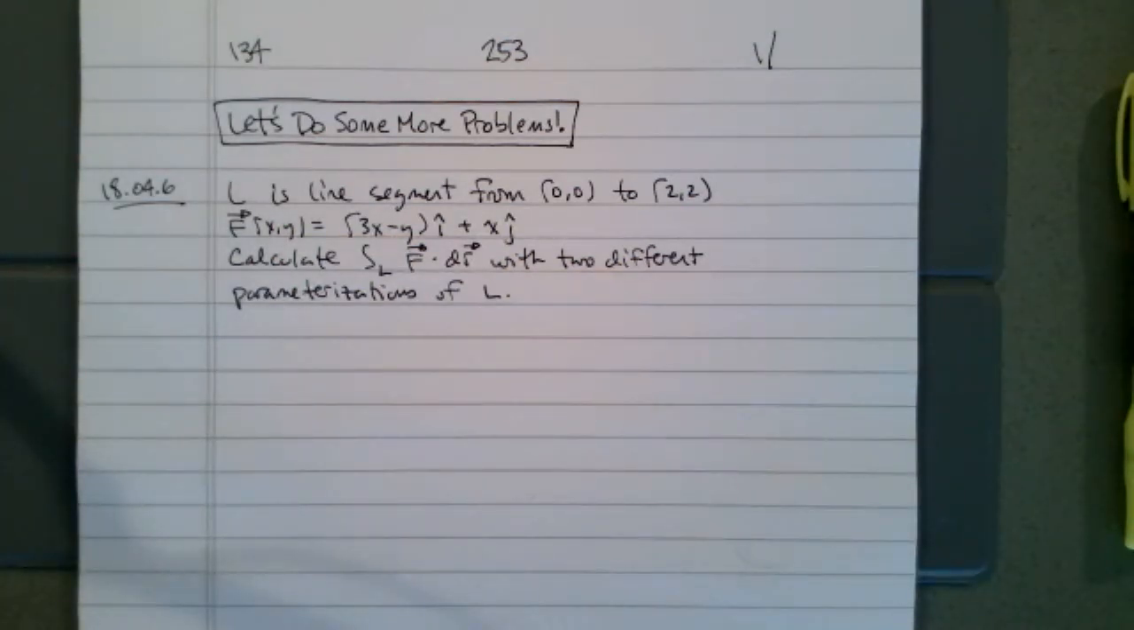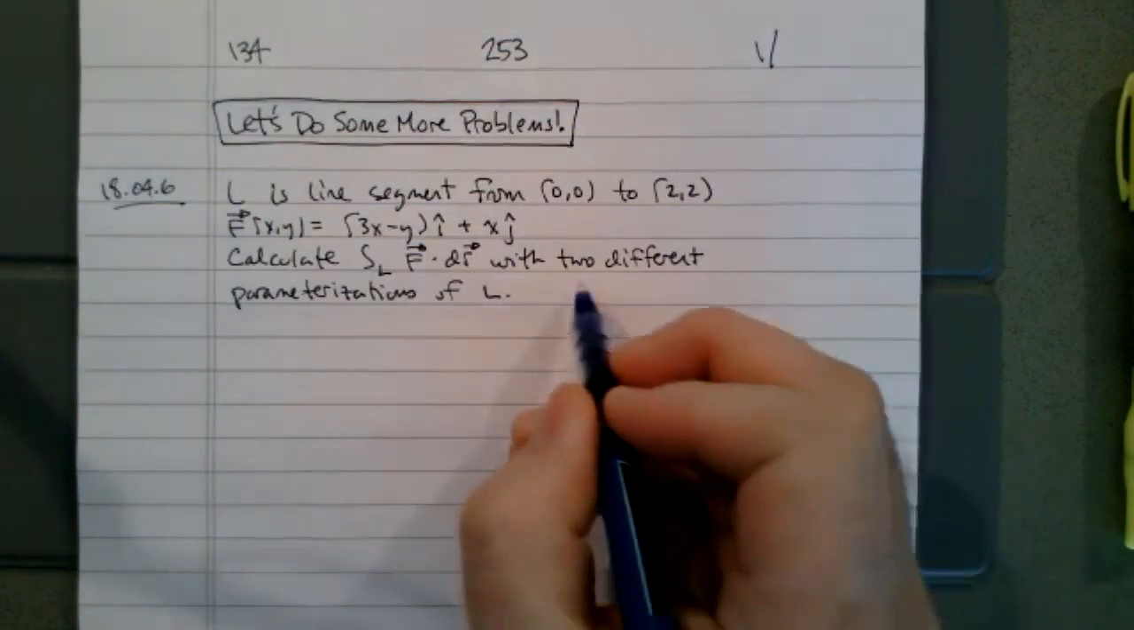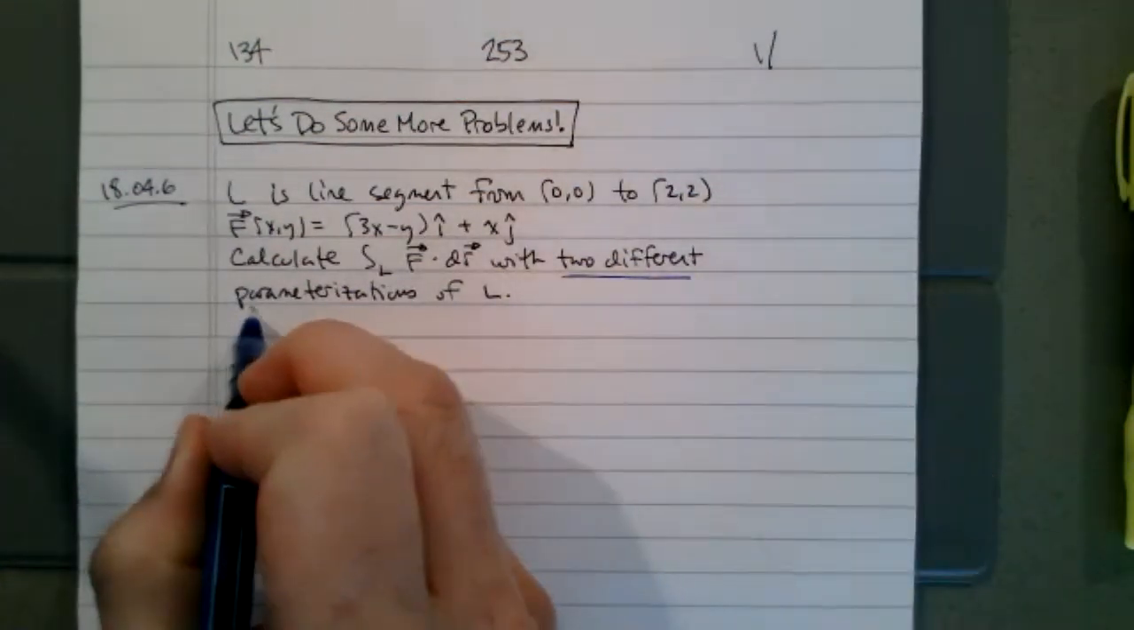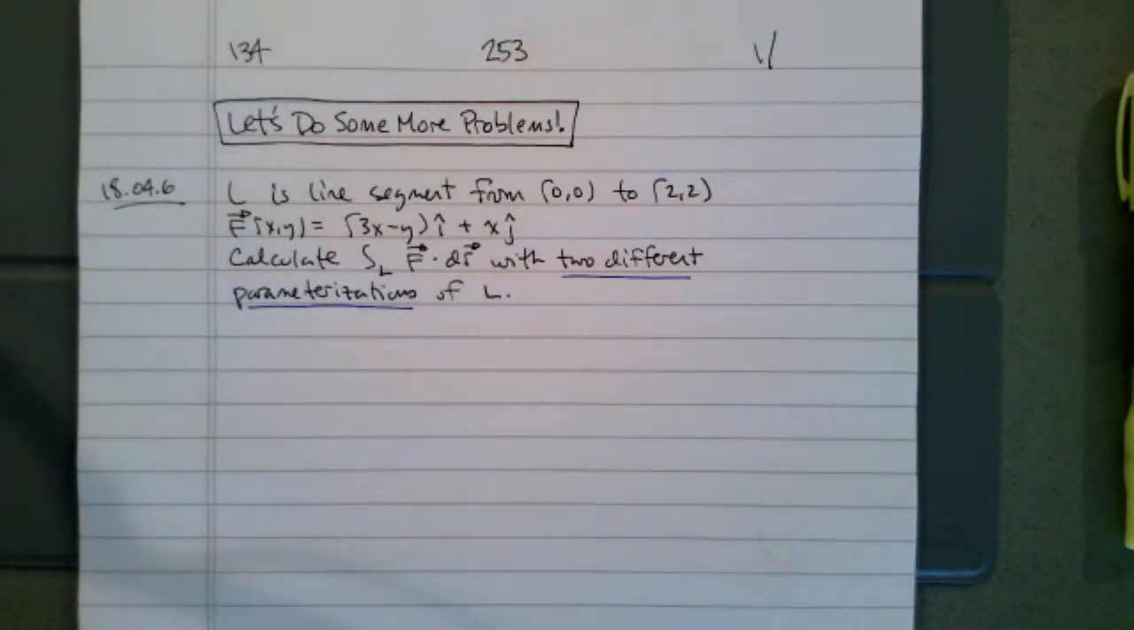The point of this problem is to not just calculate this line integral, but to calculate it with two different parameterizations of L. So we know some things.